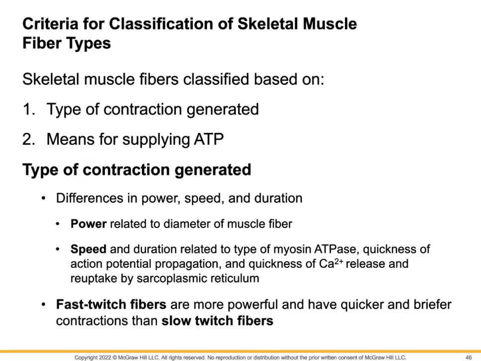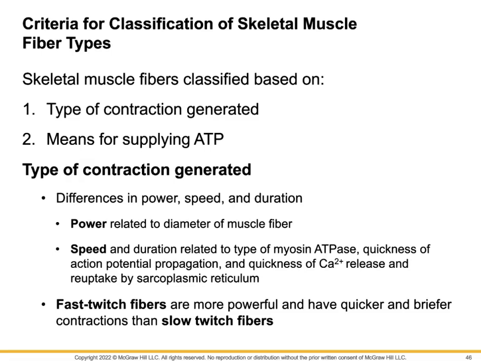Fast twitch fibers also have a fast rate of propagating action potentials along the sarcolemma. They also release calcium very quickly from the sarcoplasmic reticulum and take it back into the SR quickly as well. So the fast twitch fibers initiate contraction more quickly than a slow twitch fiber. Now, the slow twitch fibers are going to produce a longer duration of contraction.